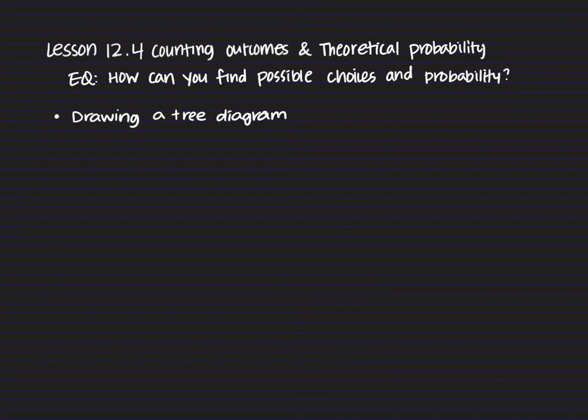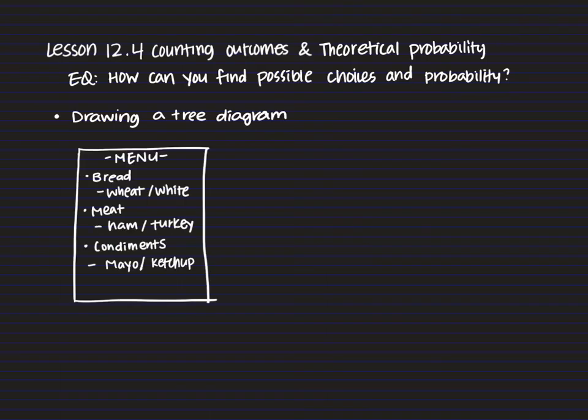The first thing that we're going to do is to work on drawing a tree diagram. So I'm going to give you some examples of when we can use tree diagrams and start from there. Let's say you have an option to create your own sandwich. So you have two different types of bread, two different types of meat, and two different types of condiments. And you have to choose only one item per section. So let's say, what is going to be the number of choices that you can have?